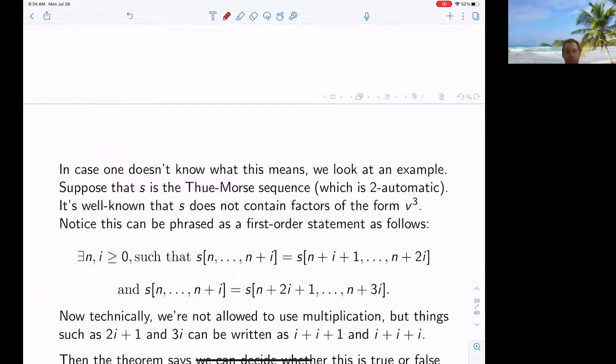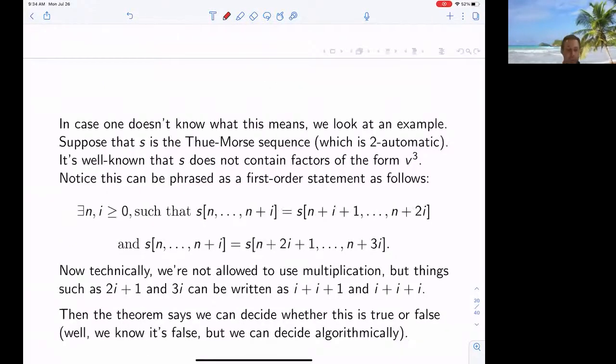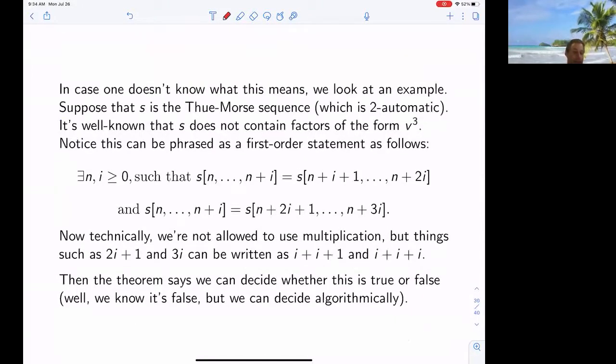Jeff gave a talk on this, and maybe people saw it and have a better understanding. But just in case you don't know, I'm going to look at an example. Admittedly, I'm much less of an expert on this than Jeff and many people here. In this example, I'm going to look at the 2 Morse sequence, which we know is 2-automatic. It's well known, of course, that it doesn't have any cubes. But I'm just going to assume we don't know that.